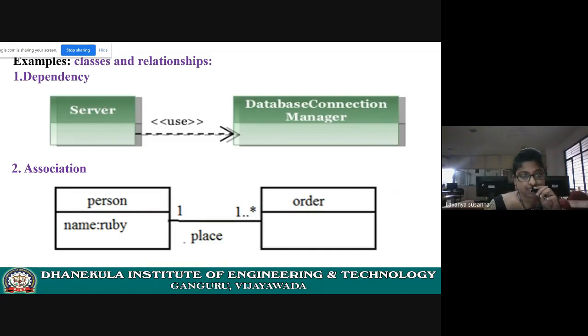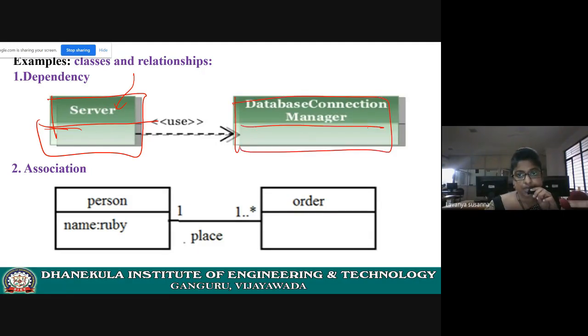Dependency. Here, server is a class. See how to represent class, rectangle. And here I just used only one compartment. In the first compartment, you have to use the class name. What is the class name here? Server. Next, I took another class. What is that class? Class must be represented using a rectangle with a compartment. Here, I have used only one compartment. The first compartment contains the class name. What is the class name? Database manager.